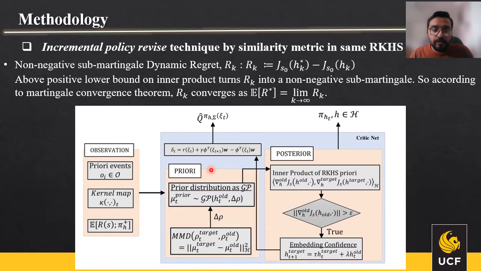And this figure represents all the steps that we have already discussed. We have the current observations. With these observations, we update our posterior. Before that, we also update our prior based on a Gaussian process. And this network helps us to calculate the Q value function.